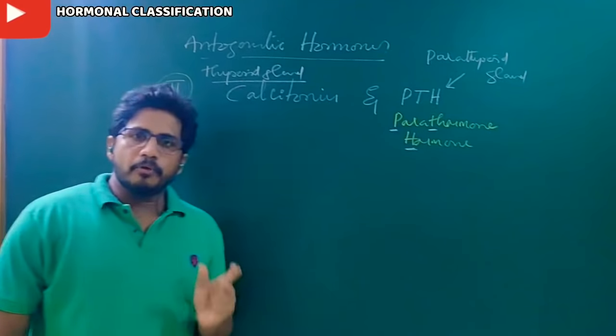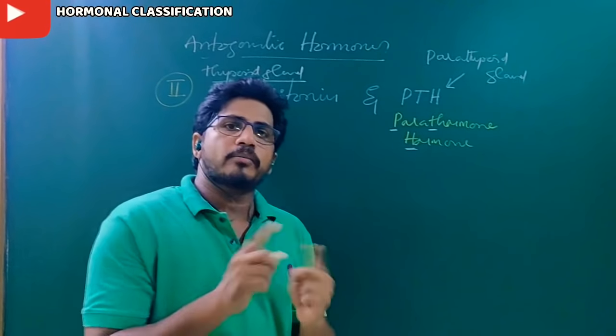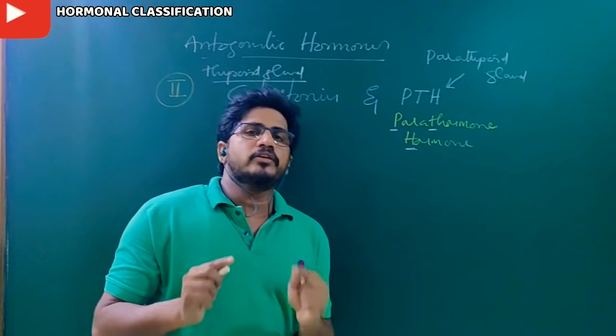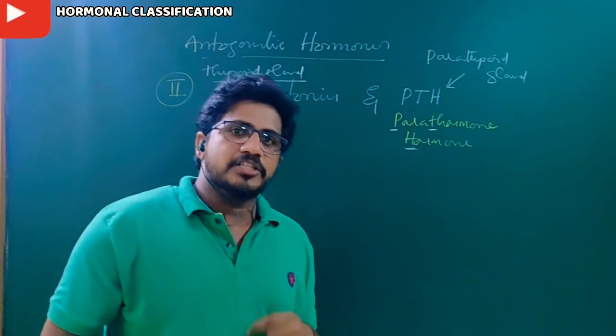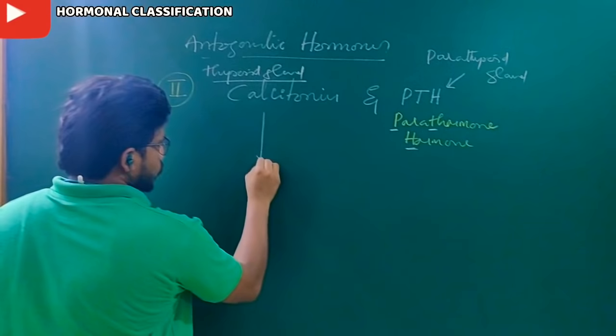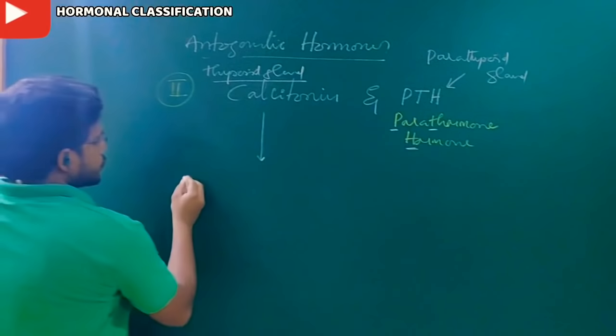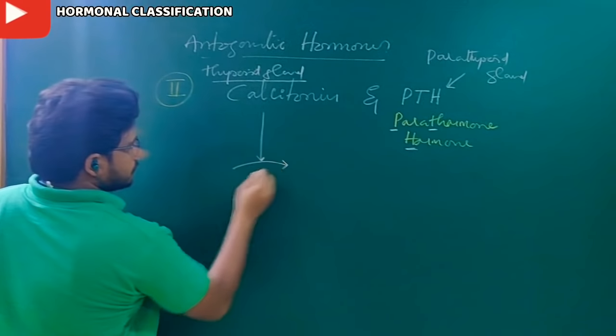Calcitonin and PTH are both from different sources. Just before I explain, insulin and glucagon are both from the same source, even though their actions are opposite. Here, the glands are different, and actions are also opposite. What does calcitonin actually do? Calcitonin picks up calcium from blood to bone.